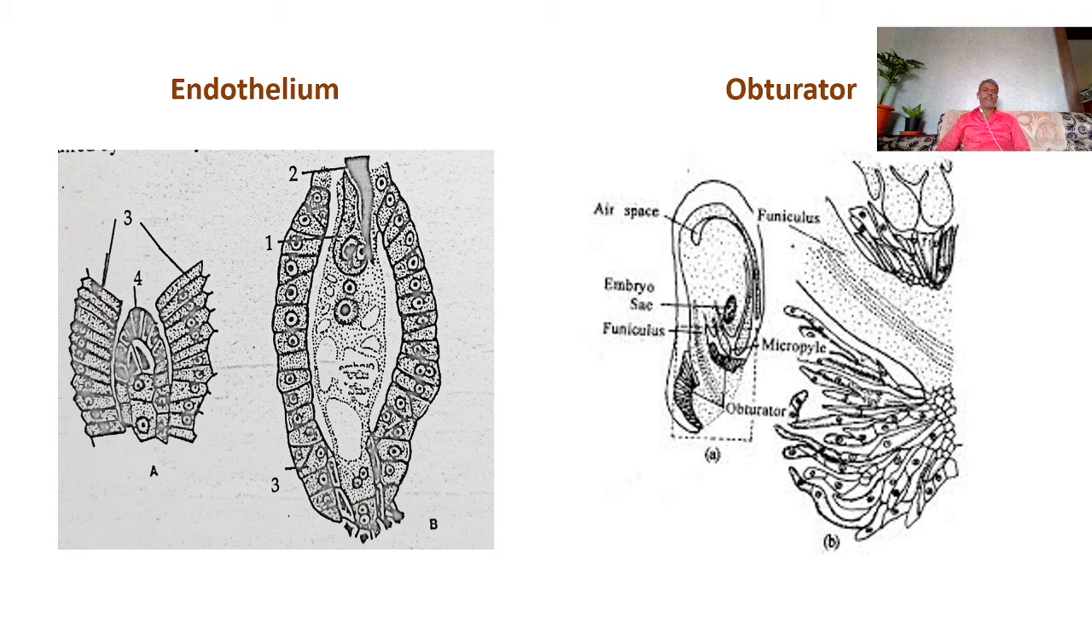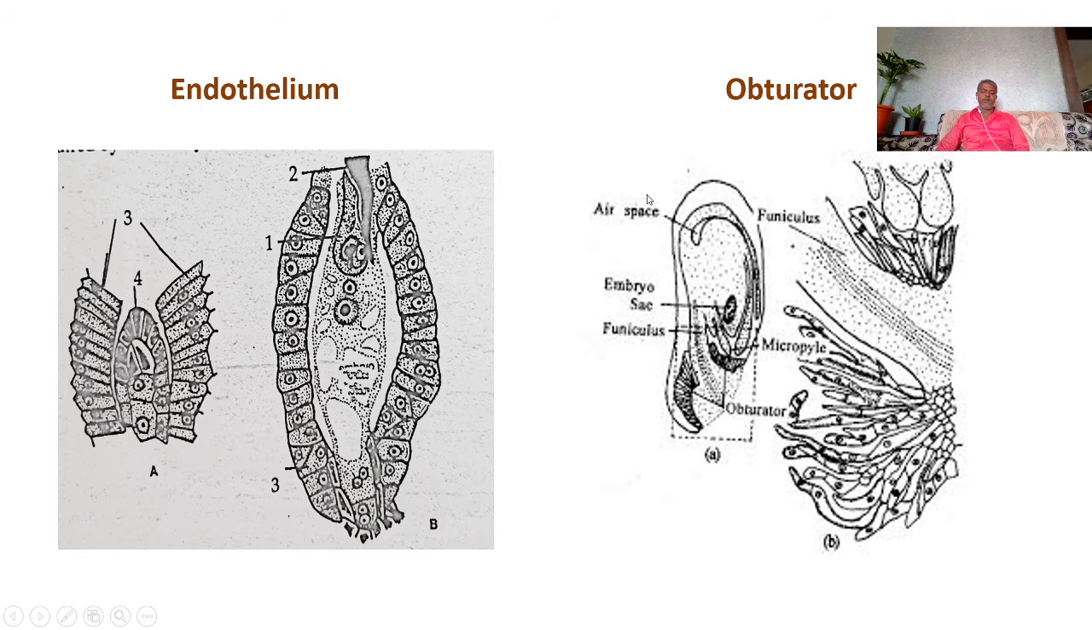Sometimes some scientists also think that the endothelium also secretes some enzymes such as diastase, which helps in easy digestion of the food material from the embryo sac.